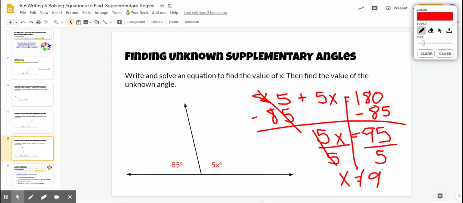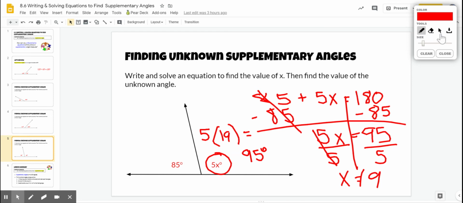Go ahead and find the measure of this missing angle using your new x value. Okay, so you should have substituted in 19 for x. 5 times 19 is going to give you a total of 95 degrees.